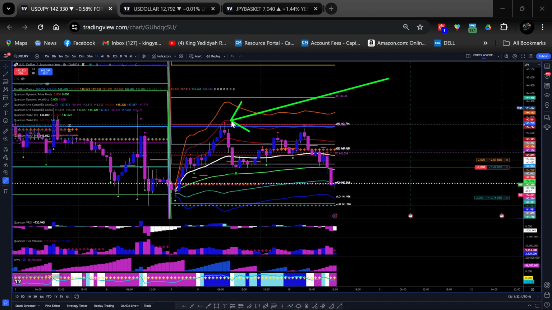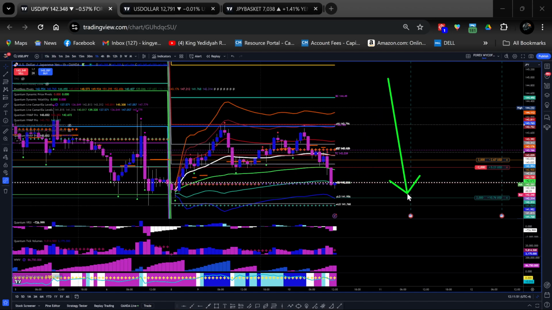So let's see here. Right, so we have this resistance here. Trying to target yesterday's low, 141.964. That's my take profit right there, 141.964. And I believe yesterday's low is 141.956. So yeah, it's just above yesterday's low.